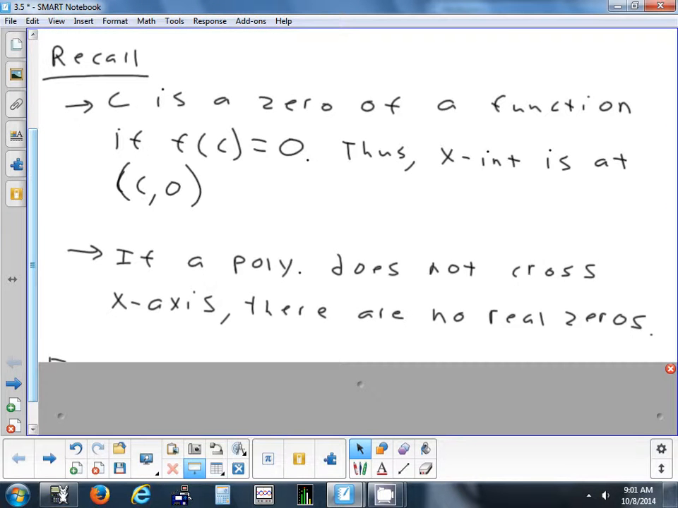Okay, if a polynomial does not cross the x-axis, then there are no real zeros. Okay, try to graph the parabola x squared plus 5. It won't cross the x-axis. It doesn't mean that there aren't roots. It means that there are no real roots.